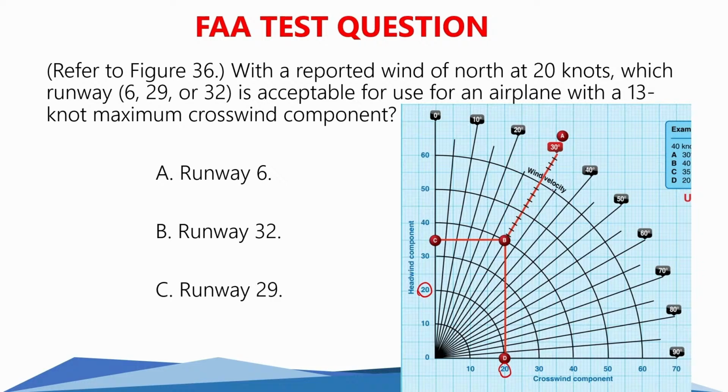And then what we want to do is draw a line upward from the 13 knot crosswind component. So this is basically 15, we've got 10 here. We're doing the exact same thing that we did in the previous one, except now we have to look at a few different examples. I'm just going to draw a line straight up, to the best of my ability, to represent the 13 knot crosswind as a reference. And then the options that we have are taking off from runway 6, 29, or 32.